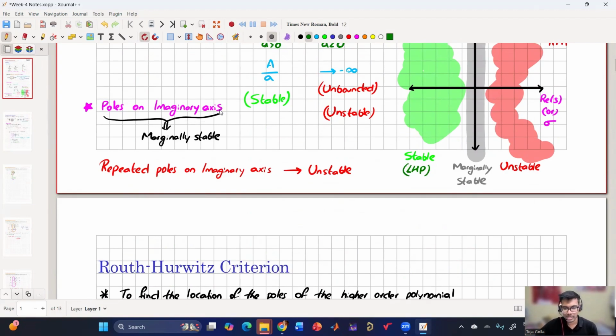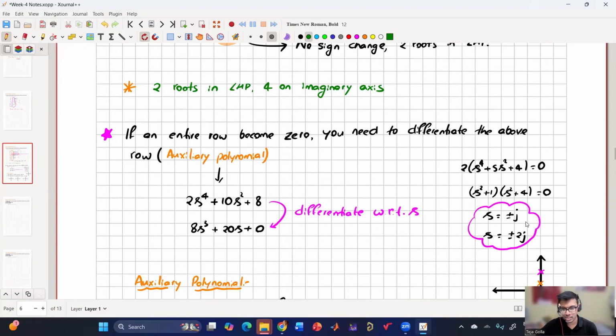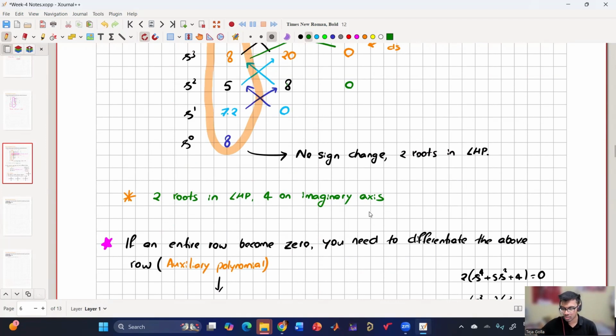If the poles are on the imaginary axis, it is marginally stable. So in that marginally stable case, again, we have to check whether we have repetitive imaginary roots. So these are repetitive or non-repetitive? Sir, non-repetitive. Because we have one plus or minus j and another is plus or minus 2j. So there are non-repetitive roots on the imaginary axis and then two roots in the LHP. So the system is stable, marginally stable or unstable? Marginally stable. Yes, very good.